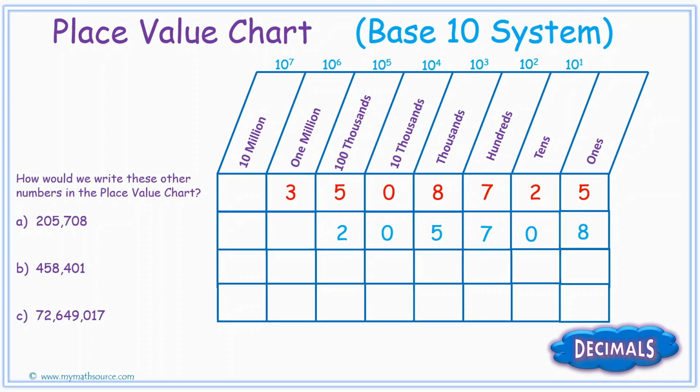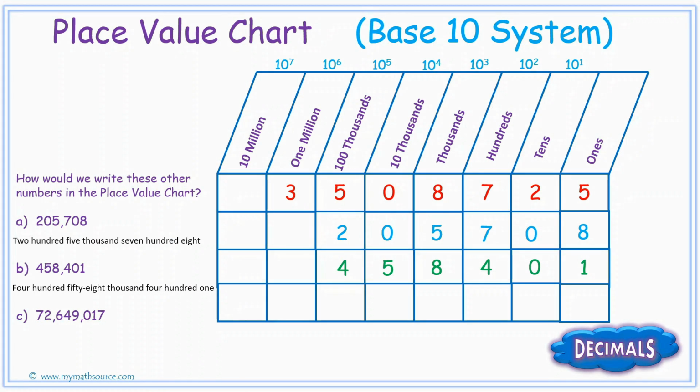The next number, B, is 458,401. That's because 4 is in the 100,000s place, 5 is in the 10,000s place, 8 is in the thousands, and so remember we say them all together, 458,000. 4 is in the hundreds place, 0 is in the tens, and 1 is in the ones, so that number is read 458,401.